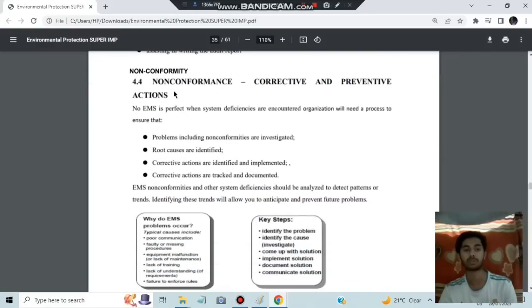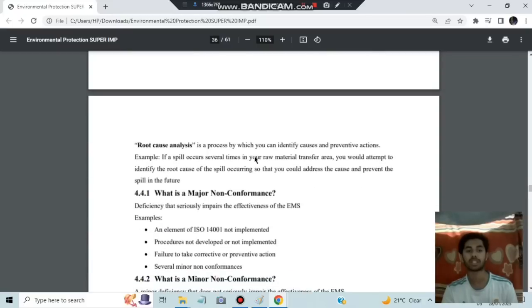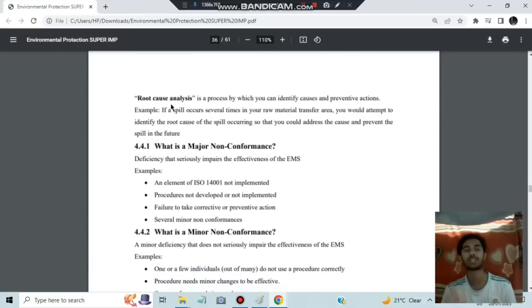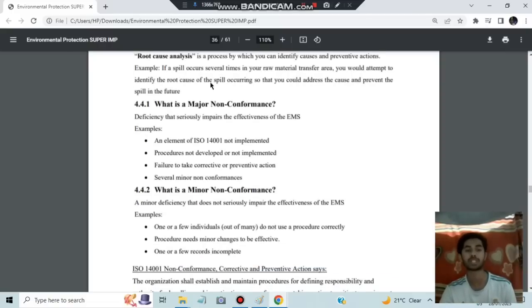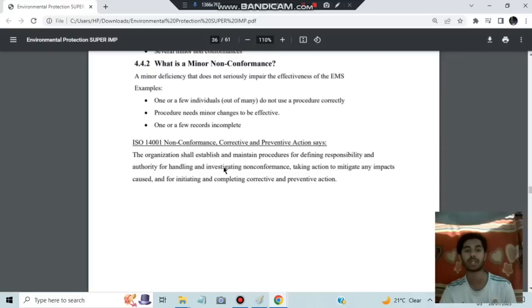Go through it. Non-conformance means no EMS is perfect when system deficiencies are encountered. So when there is a deficiency coming, how can you overcome the deficiency? That is called as non-conformance. Corrective and preventive actions that is to be taken. Okay, that is what is present here. Find out the root cause, then solve it and make it better. Basically, that's what. Major is there, minor is also there, non-conformance, and some corrective and preventive actions are present here.